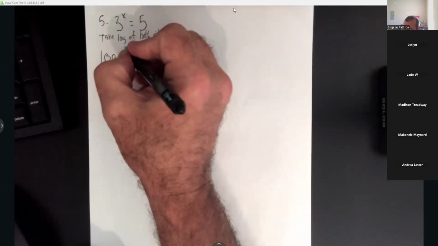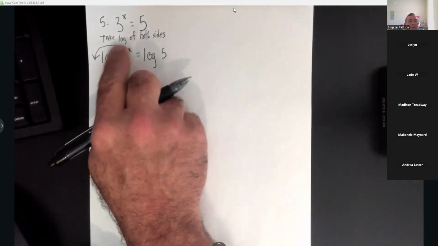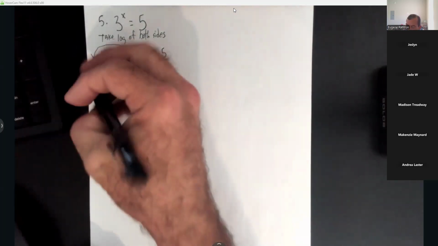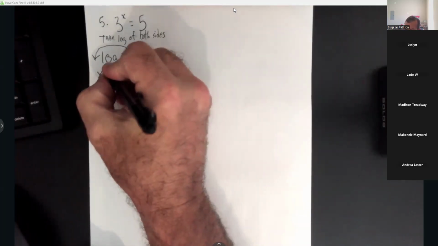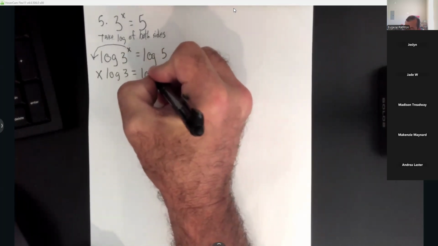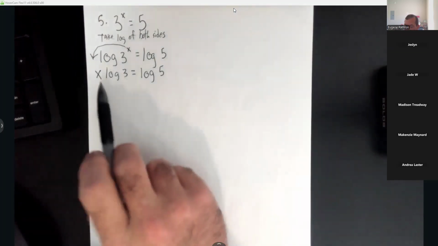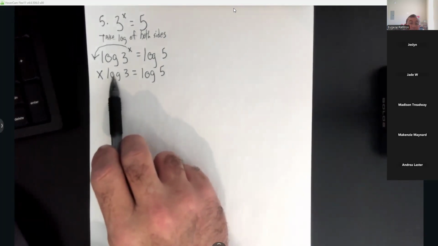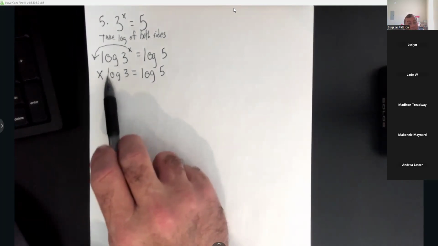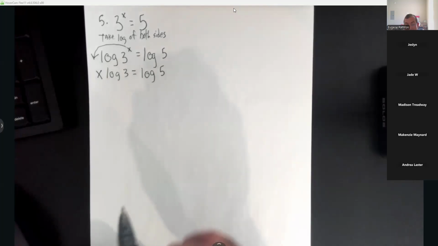So by taking the logs, we're using our power rule that says we can bring the exponent down front and rewrite this side as a product. X times log 3, that's going to equal the other side, which is a log 5. And y'all remember, log 3 is basically a number. So I got x times this number. I'm going to divide by this number on both sides to get that x by itself, okay?